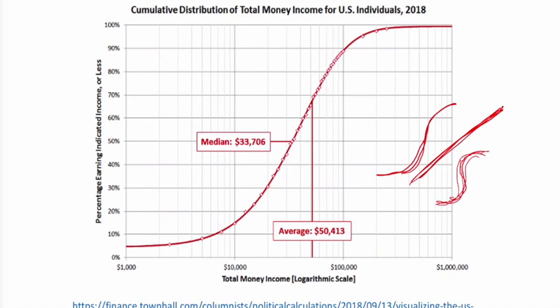But you really can't determine the shape of a distribution from a cumulative distribution graph. It just doesn't work.